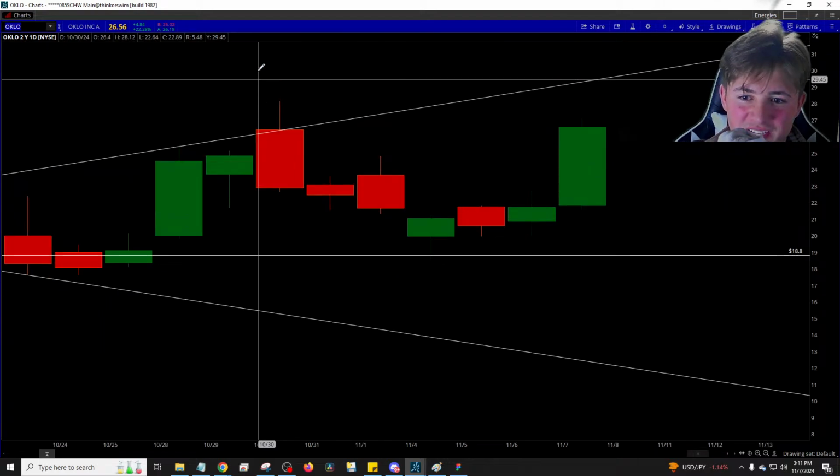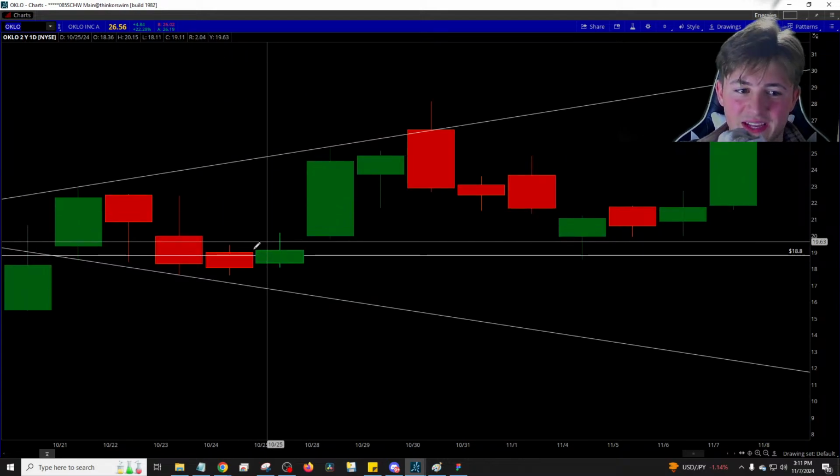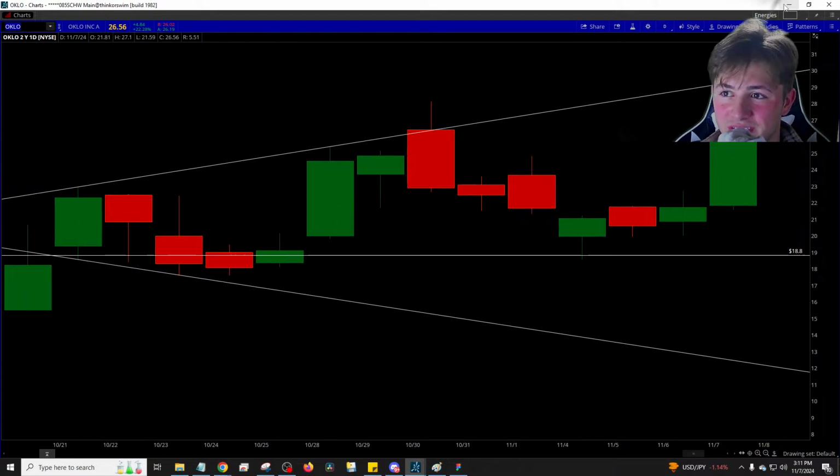And then there was another one, except it gaps and then takes it down the other way. So hopefully that's making sense, right? Inside bars during high volatility is ideal.